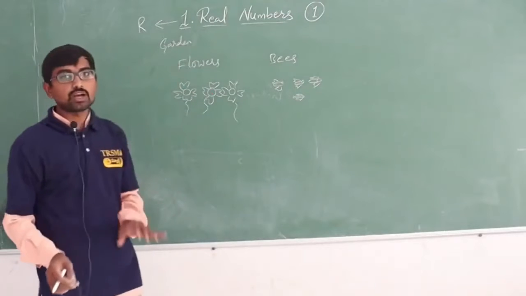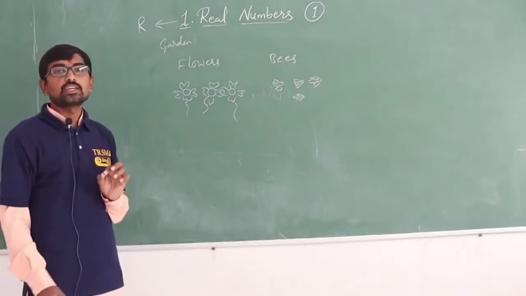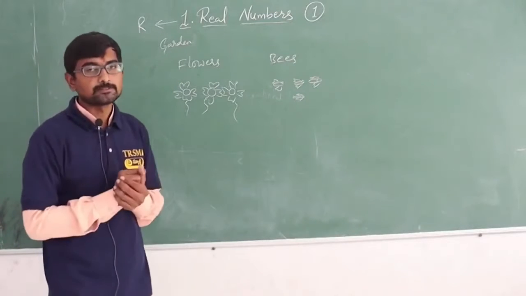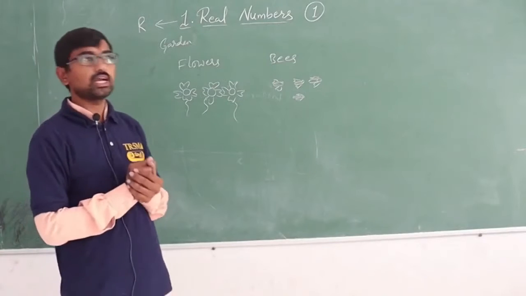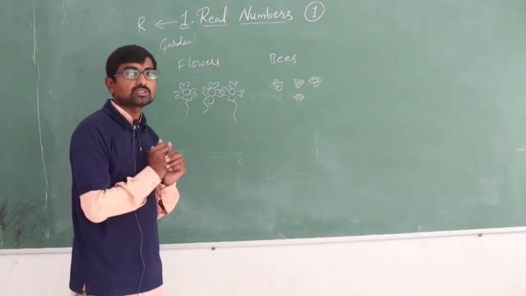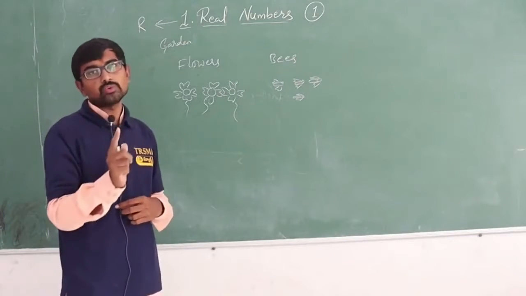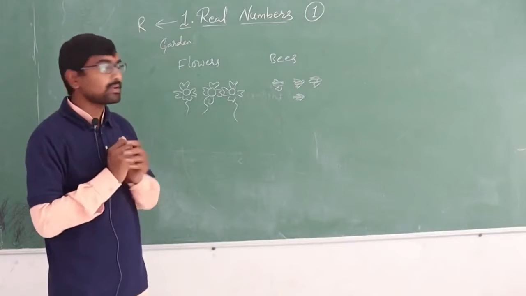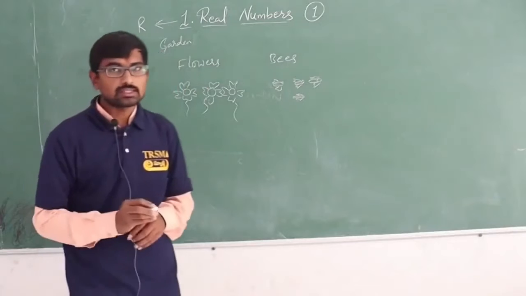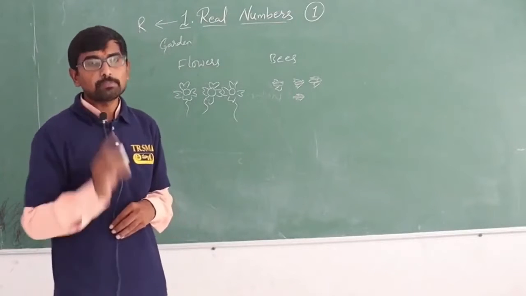If I change the question and ask you in another way: in a garden we have some flowers, and on each flower there is sitting one bee. Now tell me the number of flowers and the number of bees. Can you say? No, we can't. Why? Because we don't know the exact number of flowers and we also don't know the exact number of bees. If we know any one value, we can say the exact value.